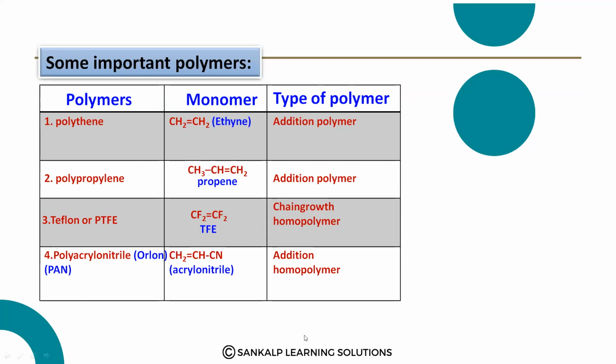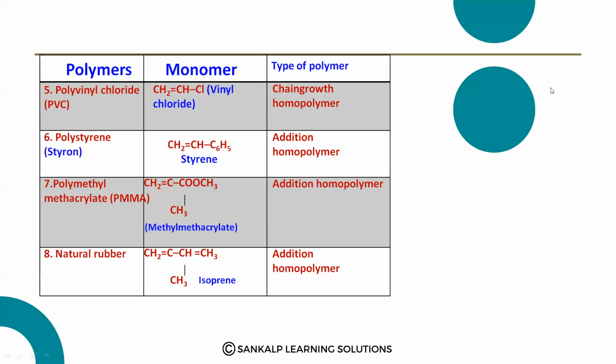Next is Teflon, whose monomer is tetrafluoroethene. You can see the structure of tetrafluoroethene. This undergoes chain growth homopolymerization. Then the next is polyacrylonitrile, also called Orlon, abbreviated as PAN. The monomer used is acrylonitrile. You can see the structure of acrylonitrile. It undergoes addition homopolymerization.